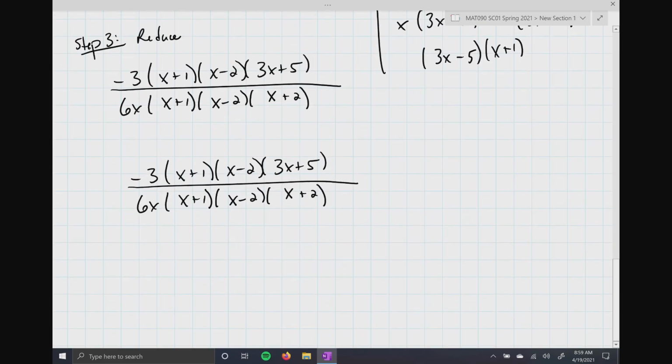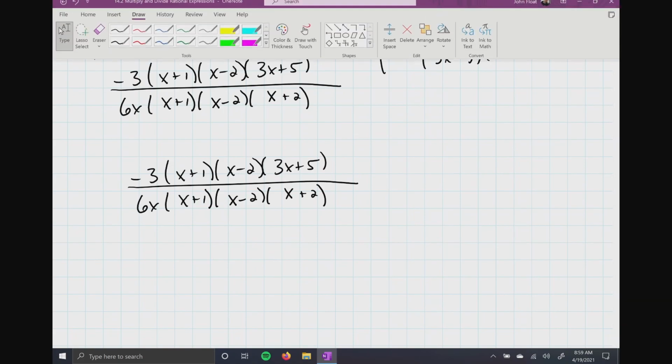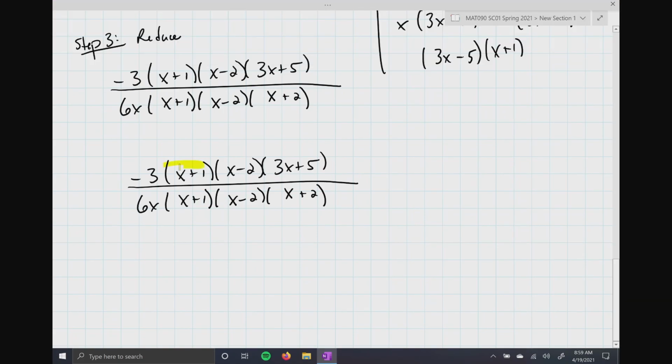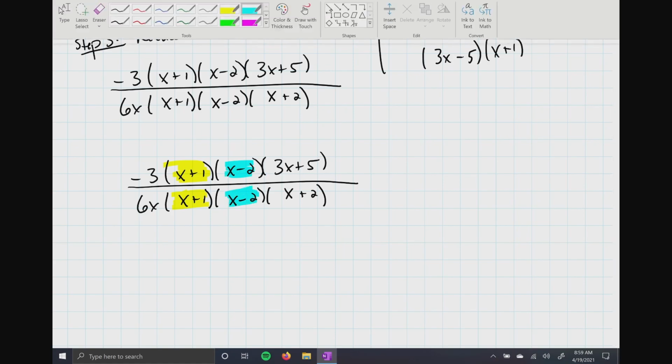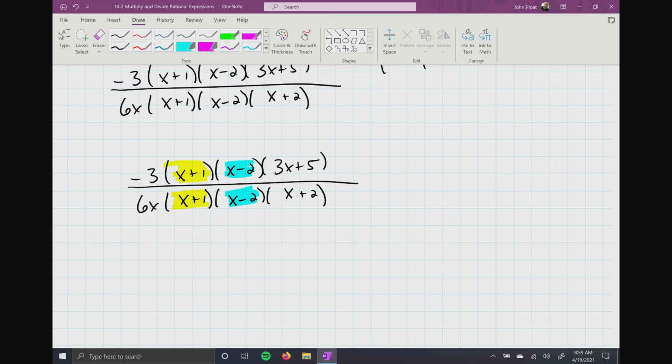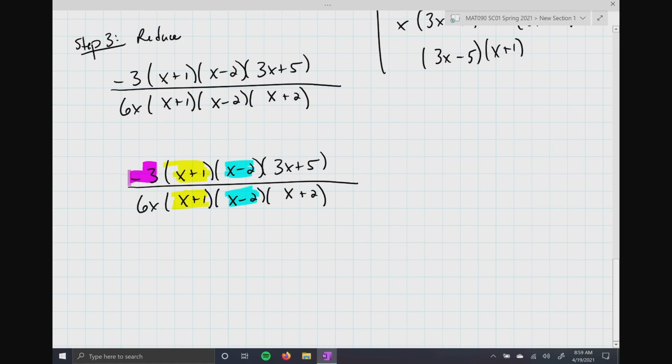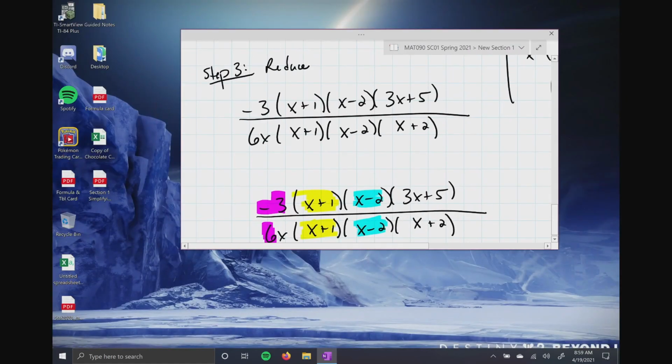All right, let's do the easy part first. I'm going to highlight the things that are the same, because I know these will divide out evenly. So I know I'm going to eventually cancel them. And I can reduce that up front too as well.